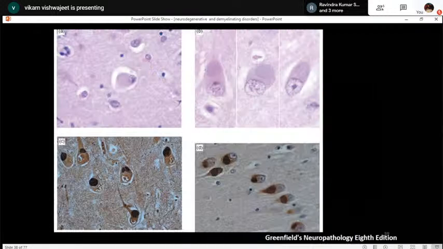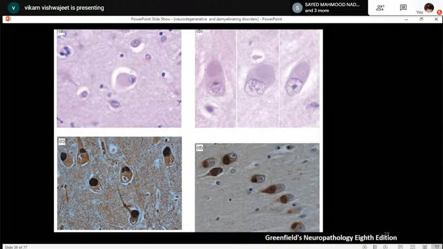In this, the microscopic picture shows presence of these Pick cells. Pick cells are nothing but balloon cells with achromatic cytoplasm and an eccentric nucleus. The upper left picture shows presence of Pick cells, while the upper right picture shows presence of Pick's bodies.